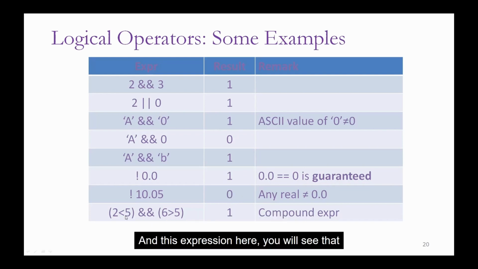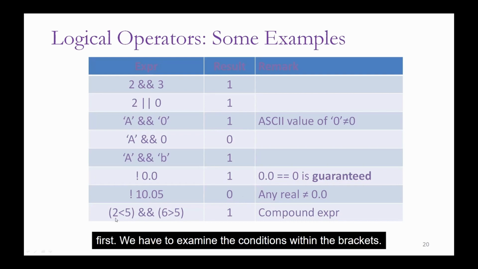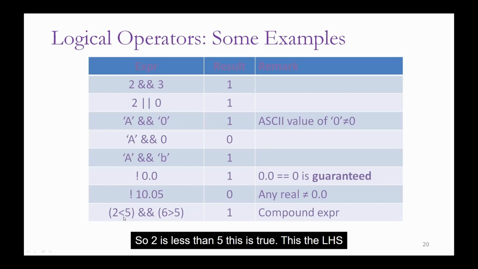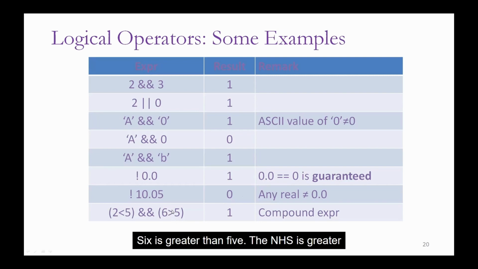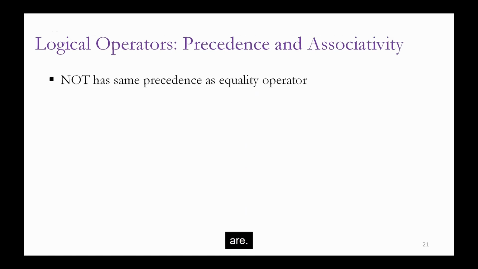And this expression, here you will see that first we have to examine the conditions within the brackets. So 2 is less than 5. This is true. The LHS is 1. 6 is greater than 5. The LHS is greater than RHS. So the whole thing evaluates to 1. So you have 1 and 1, which gives you 1. This is how logical operators are evaluated.